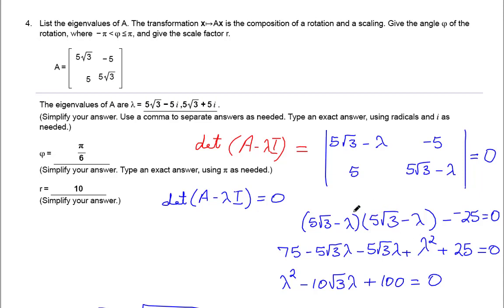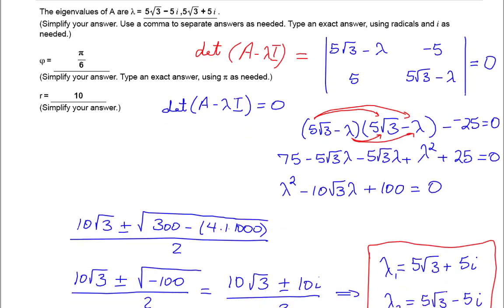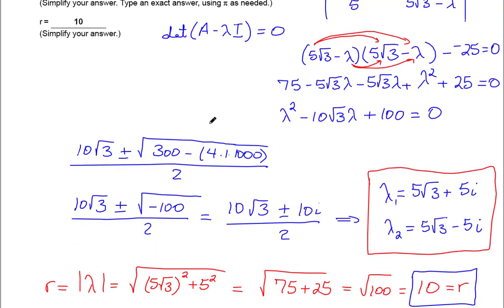Alright, so let's see, what do we get? Well, I get 5 square root 3 minus lambda multiplied together minus a minus 25. Well, 5 times 5 is 25, square root 3 times square root 3 is 3, and 25 times 3 is 75. On the next one, I get a minus 5 square root 3 lambda. I get another one of those, and a lambda squared. And so we get a rather ugly looking characteristic equation.